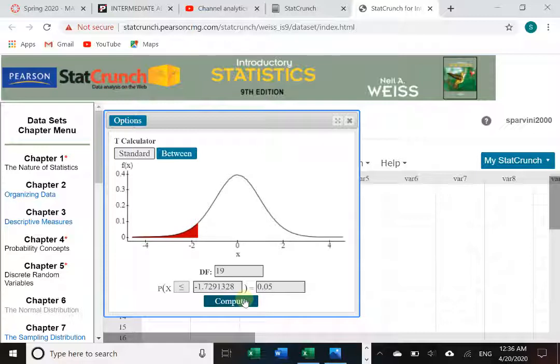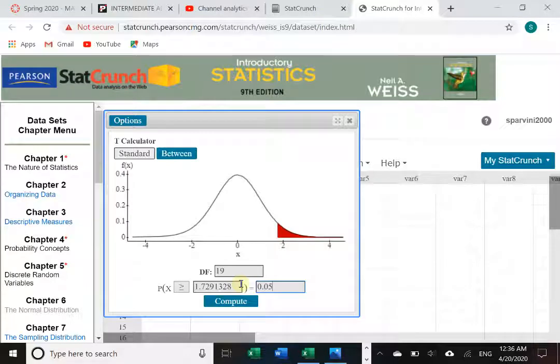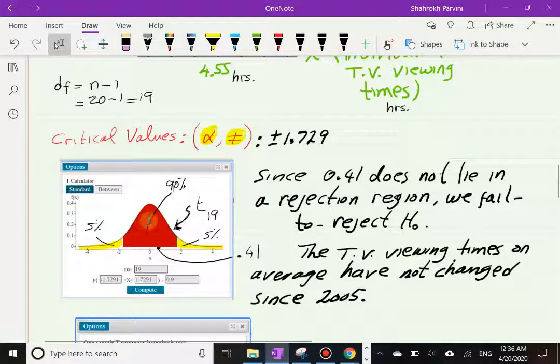So we got the number negative 1.729 again. And by reflection, you get the upper tail. Or you can just change that to greater than or equal to, and here's 0.05 on the right tail. You get the other critical value this way. So I think the way I did it was reasonable. I went 90% between, and that gave me the two in just one run of StatCrunch.